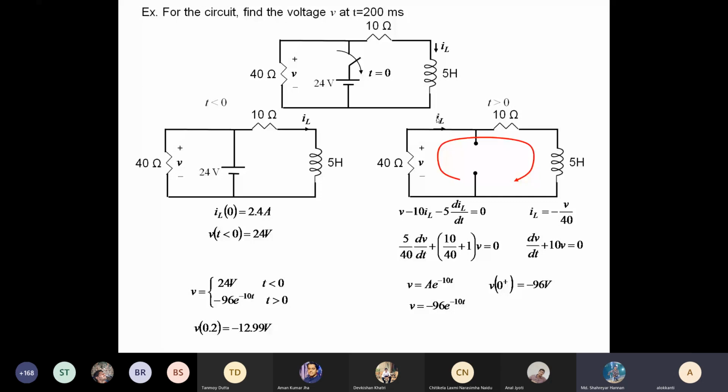Sir, he is saying that the direction of IL should be changed because the positive sign is towards the 10 ohm resistor. No, the direction of IL is given this way because in the inductor, the current will continue in that direction and gradually decay. Yes, sir. It will take some time to change the direction. Yes, sir.